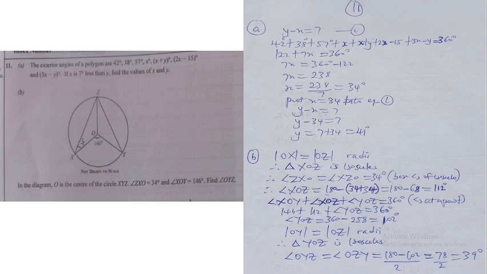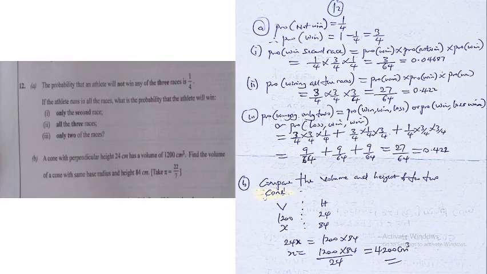We are moving to question number 12 now, which is the second to the last question for this year 2022. Question number 12 is on probability, and the second one is also on solid shapes. Now let's solve question number 12a, which is on probability.